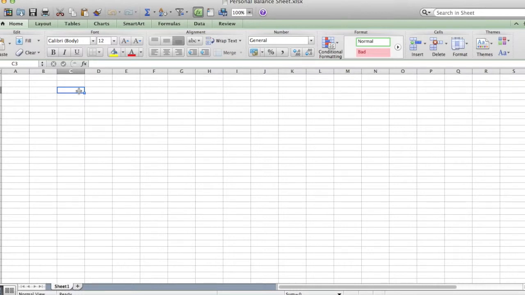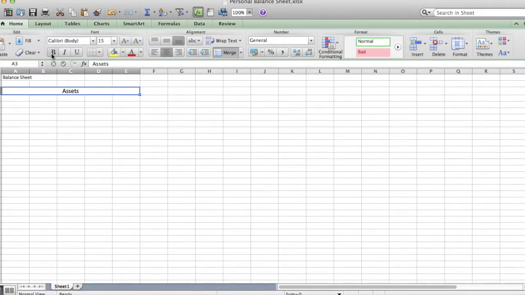Assets can be considered things like cash or real estate or investments. And on the other side, liabilities can be things like student loans or credit card debt, money that you owe. So we're going to look at what we can do to create a balance sheet. The first thing I need to do is have my assets section. I'm just going to make a quick assets section right here. Make it nice and big.